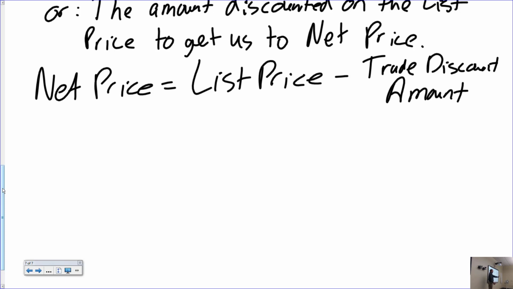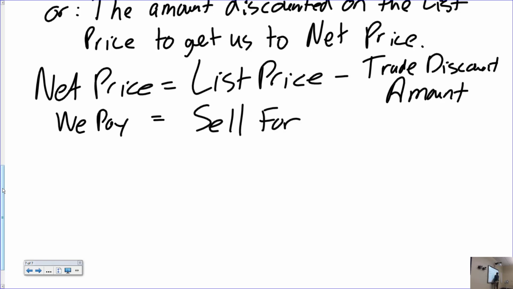Now, let's put this back into business terms so that we can see this as a business calculation. What is the net price again in business? Right? What we pay for it. What's the list price? It's what we sell it for. What is the trade discount amount? What's the difference between what we paid and what we sell? Profit. All right. So what number in here do we care the most about?